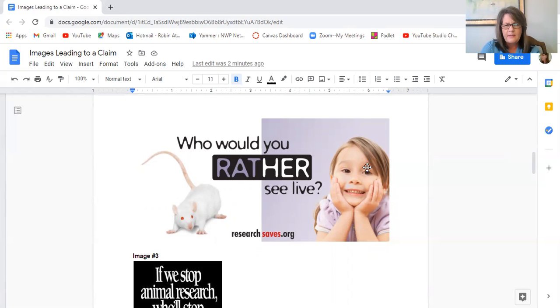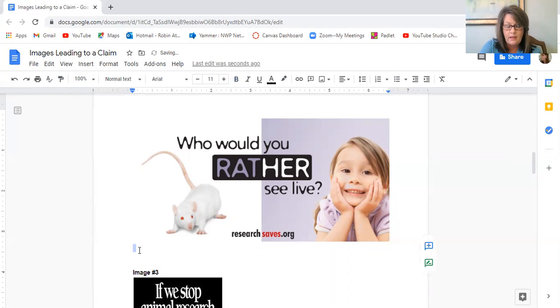And so sometimes I want to use little stems for my thinking, like when or if. So I might say, when a human's life can be saved through animal testing, I think it is justified, right?